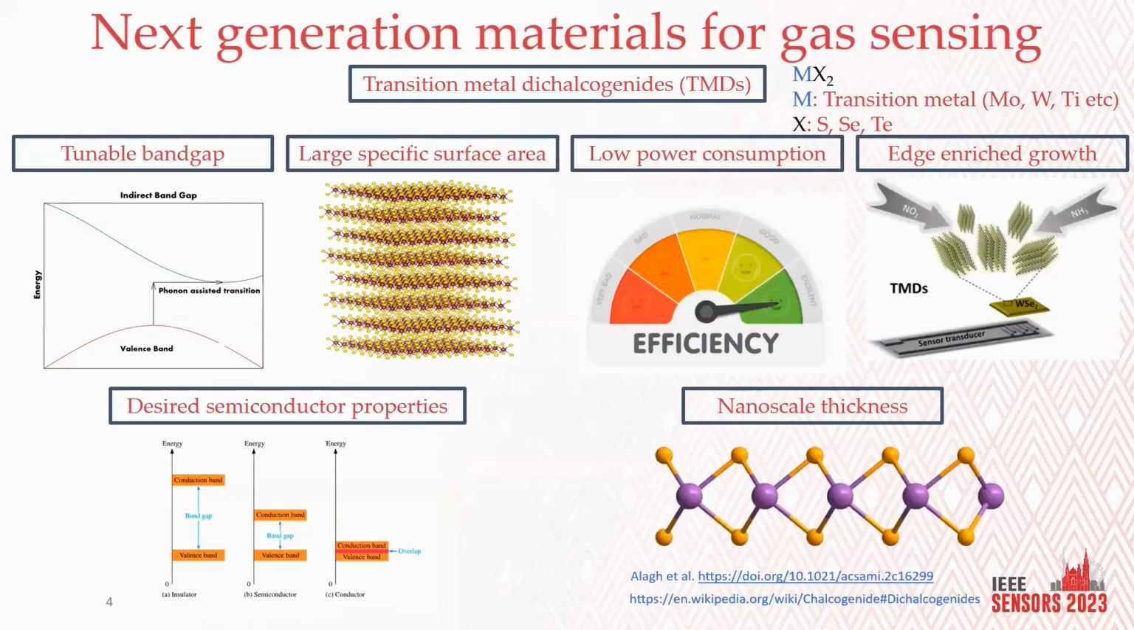And unlike metal oxides, they work at room temperature mostly. And we have an option to grow TMDs with edge-enriched growth. Also, TMDs are characterized by desired semiconductor properties. As I mentioned, they have the tunable band gap, so we can grow N-type material or P-type material. Also, as I mentioned, they are layered materials, so we have an option to grow TMDs in nanoscale thickness.